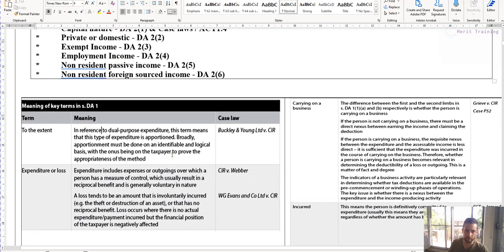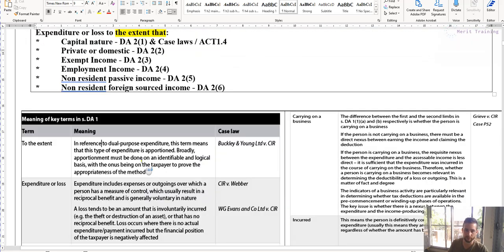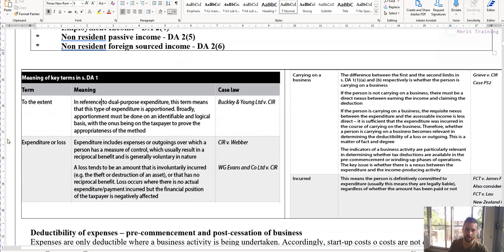So some of the key terms used in these definitions are "to the extent" and "expenditure or loss". This is kind of self-explanatory, but basically the key point for "to the extent" is that if there's a private or business component, it means you only get a deduction up to the proportion that is related to business.